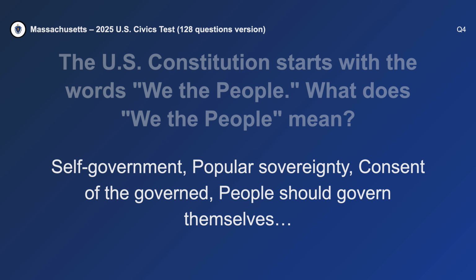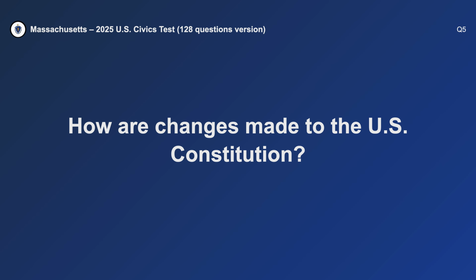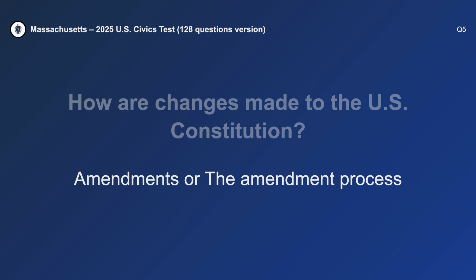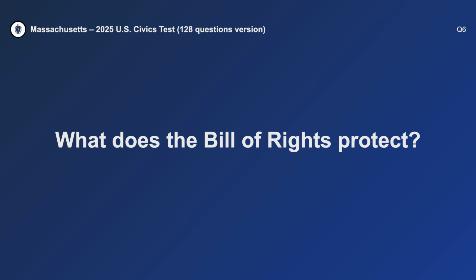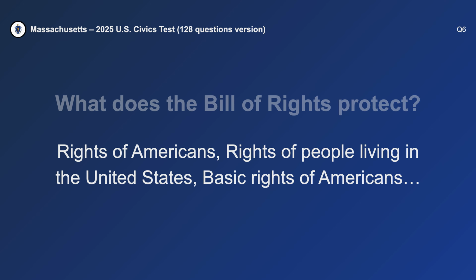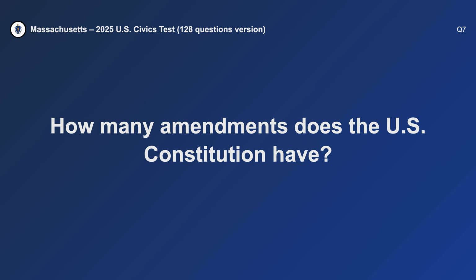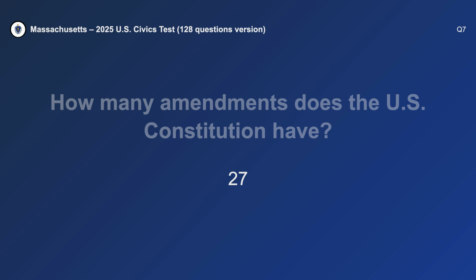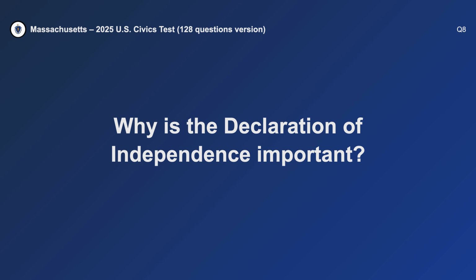Self-government. How are changes made to the U.S. Constitution? Amendments. What does the Bill of Rights protect? Rights of Americans. How many amendments does the U.S. Constitution have? 27. Why is the Declaration of Independence important?